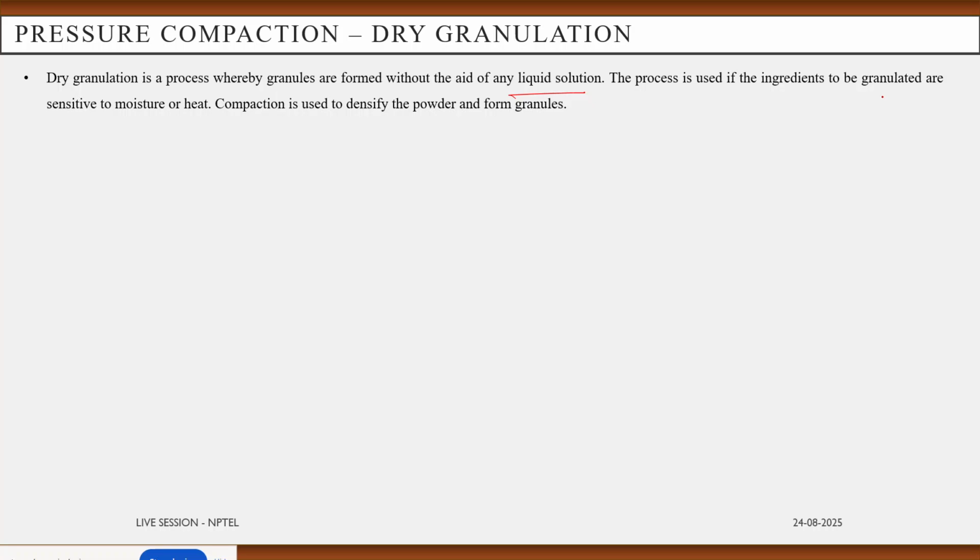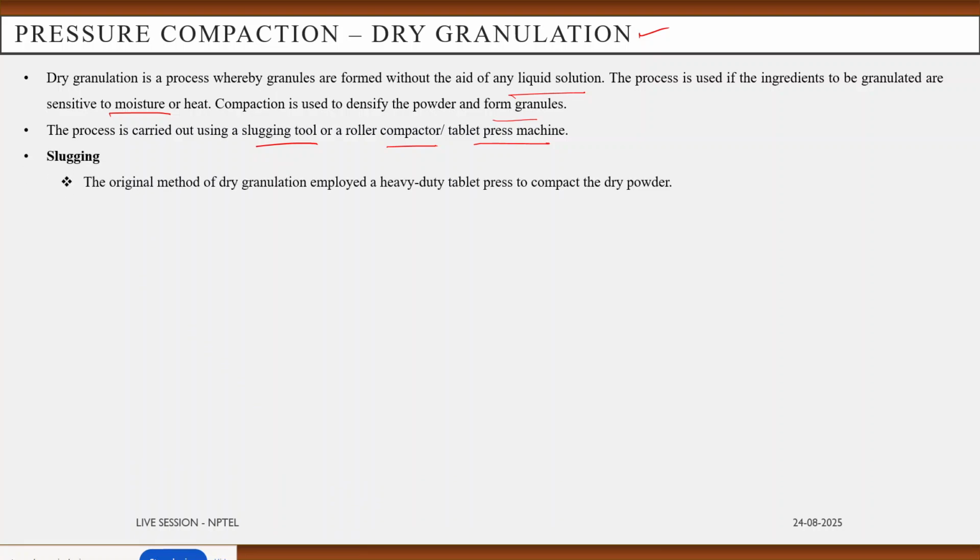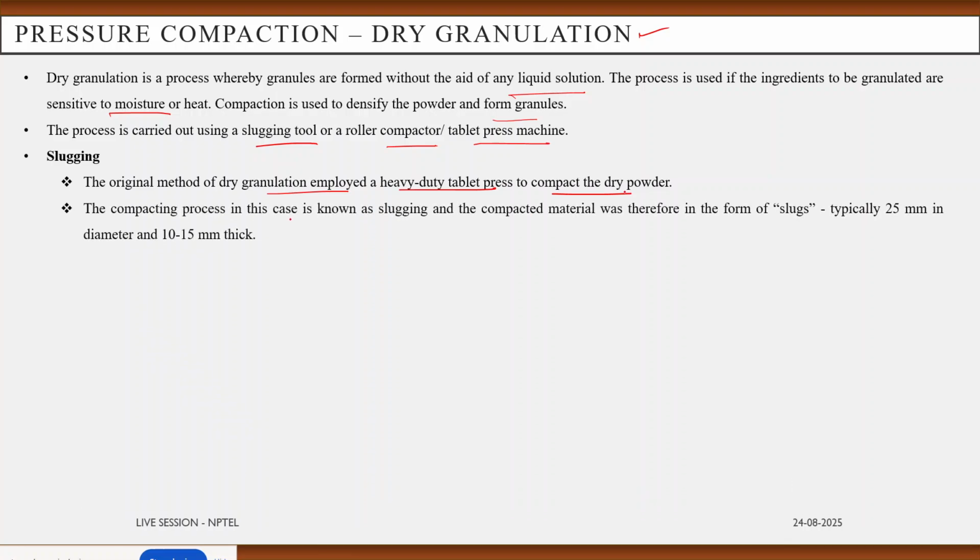If the ingredients to be granulated are very sensitive to heat or moisture, we use the process of dry granulation. Compaction is used to densify the powder and form the granule out of that. This process is carried out using a slugging tool, roller compactor, or tablet press machines. Slugging is the original method of dry granulation, which employed a heavy-duty tablet press to compact the dry powder. The compaction process in this case is known as slugging, and the compacted material is therefore known as slugs.